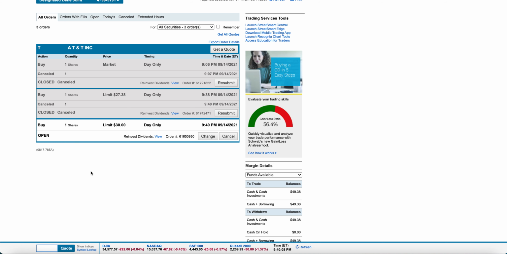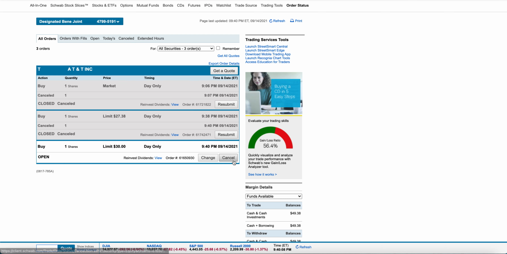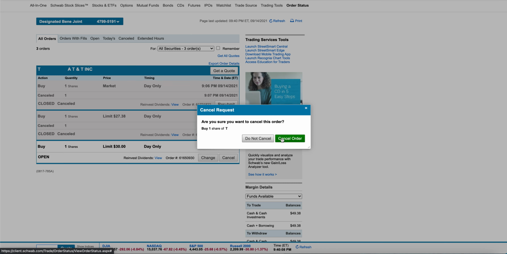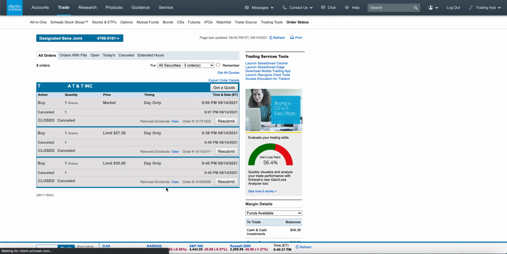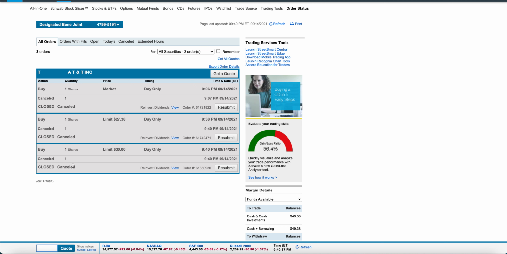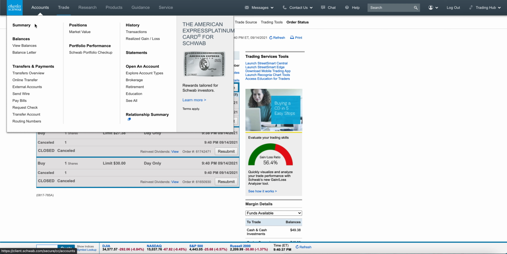And since this is just a demonstration, and I don't actually want AT&T, I'm going to click on cancel order, and that's it. So it has been canceled. And ordinarily, if it fills, it'll say your stock has been filled, then you go back to your account page and you go back to your summary, and it'll show you all the different stocks that you own in your account, how much each one is worth, how much it's gone up or down each day.